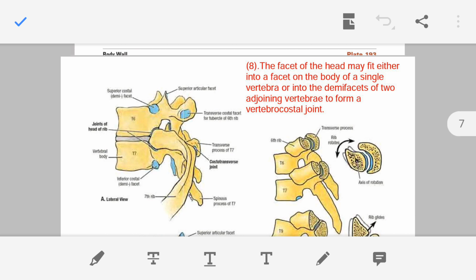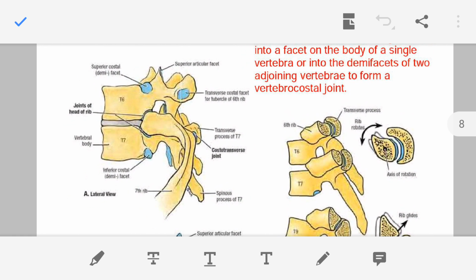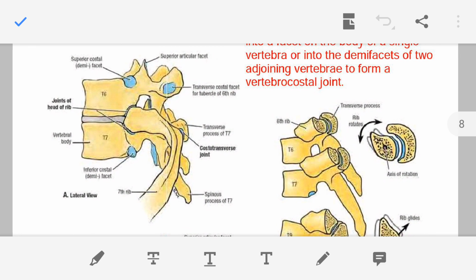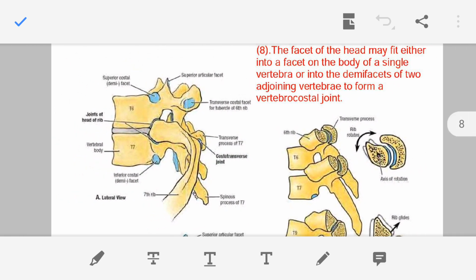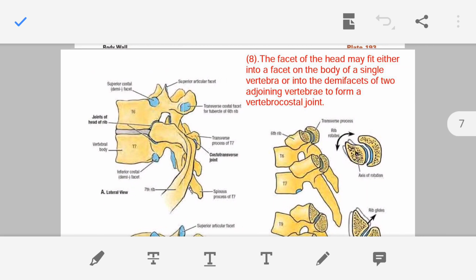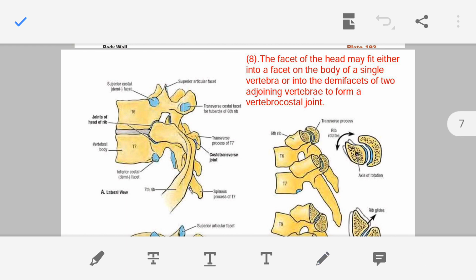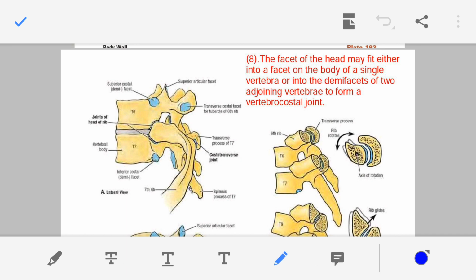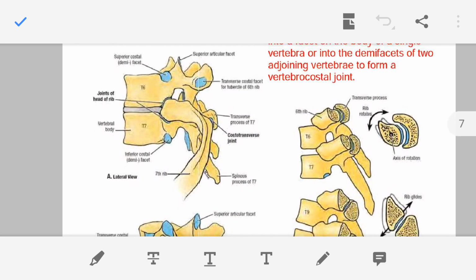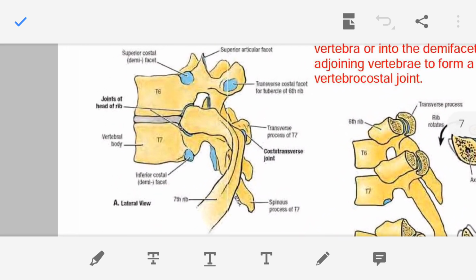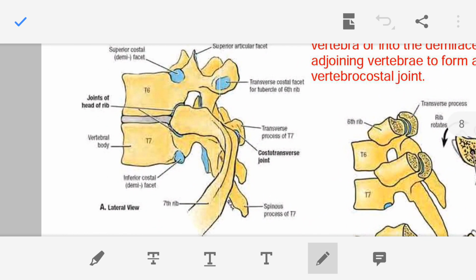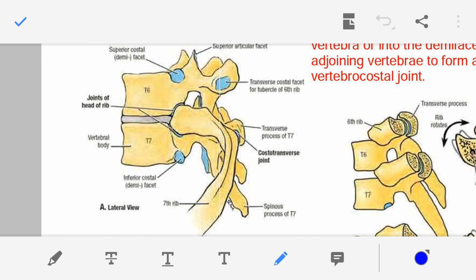Now this is regarding how the head fits in the facet or demifacet to the body of thoracic vertebra. Now I am explaining this point. You can read this point, then I am explaining. Okay, for example, here you observe what is happening over here. Now first let's understand what all these things are.